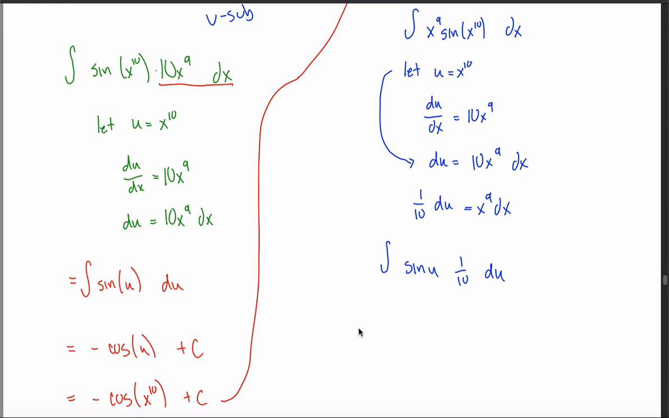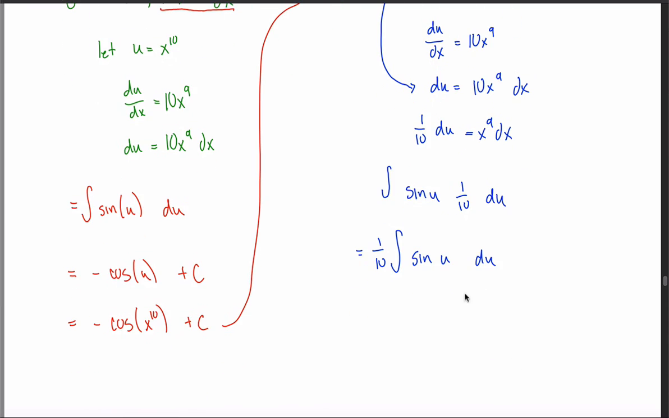Wait, you're multiplying by a constant. I thought when you multiply by a constant, you could just pull that constant out in front of the integral. Absolutely you can. This is just 1/10 the integral of sine of u du. The integral of sine of u du, that's easy. That's just the negative cosine of u plus some constant. And then u is just x to the 10th power. This whole thing, I can just call it negative 1/10 cosine of x to the 10th plus c. And I got my answer.